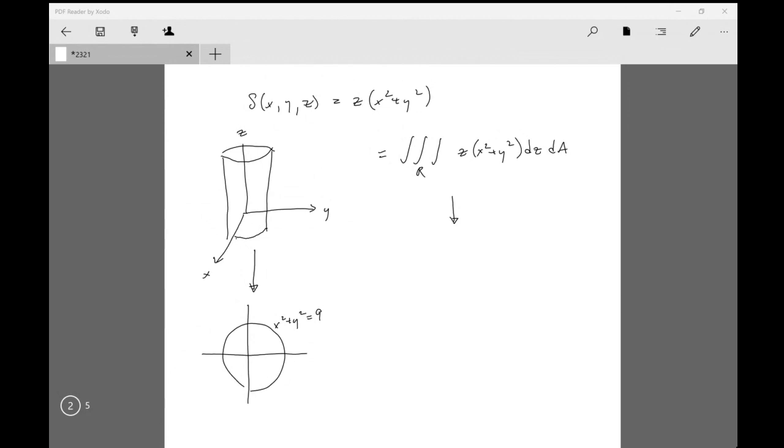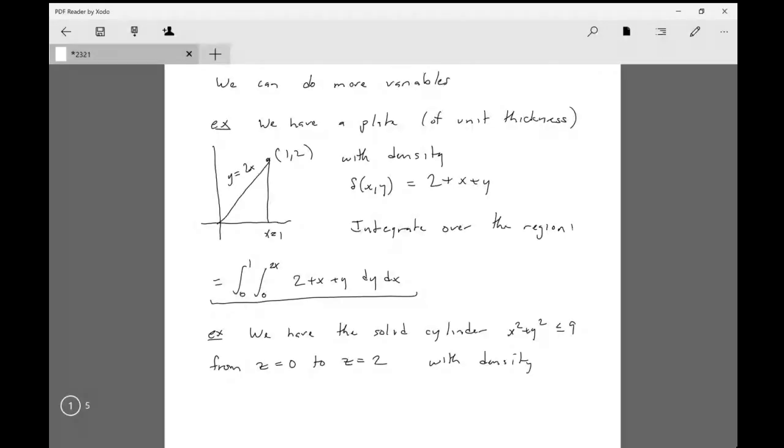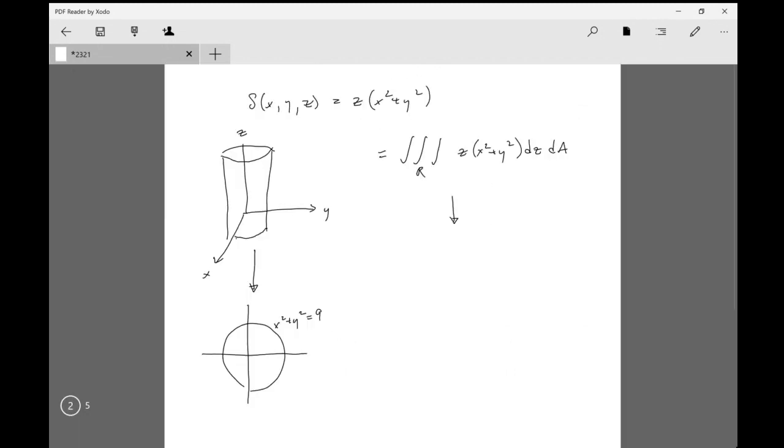Yes, sorry about that. So there's the bottom half of the first page again. Let me leave it there for a minute. It's just a really basic one: the solid cylinder, x squared plus y squared is less than or equal to 9. It's solid, and from z equals 0 to 2. And then the density is on the next page. So cylindrical is correct.